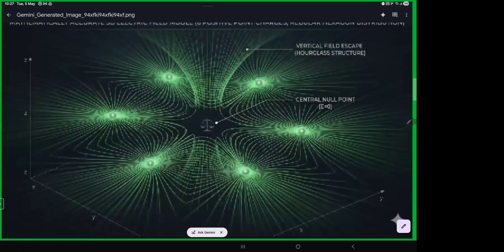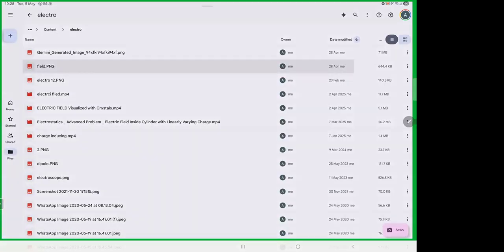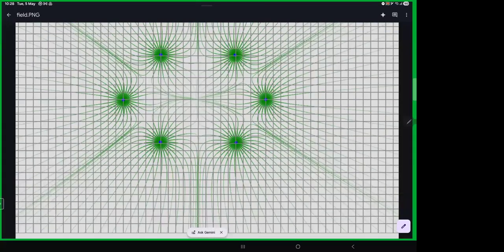Look at this. These are six charges on a hexagon, and these are the field lines due to those six charges. I showed you this in 2D, right? These are six charges and the field lines in a plane. I wanted to see how it would look in 3D.